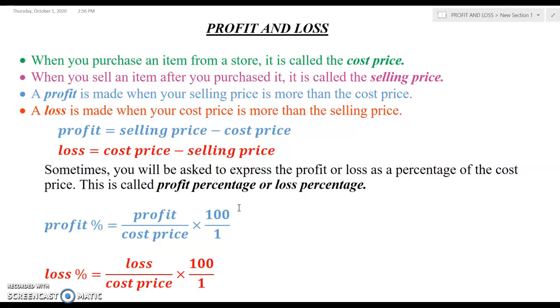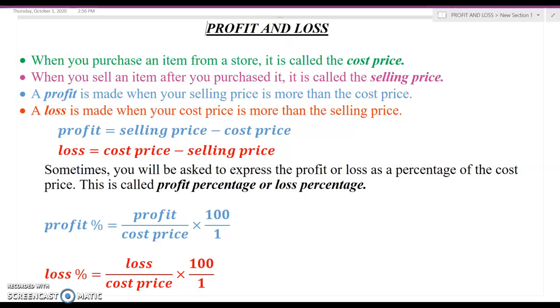So the first thing I have in green here: when you purchase an item from a store, it is called the cost price. So when you go to a store and you buy a dress, or you buy a football, that is however much you pay for it, that's the cost price, right?